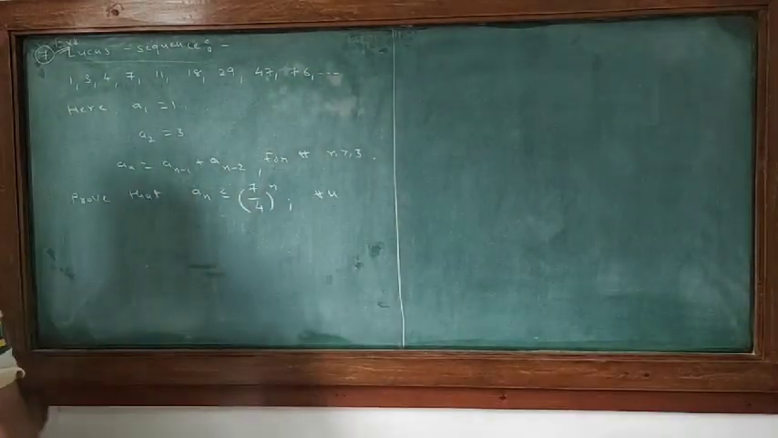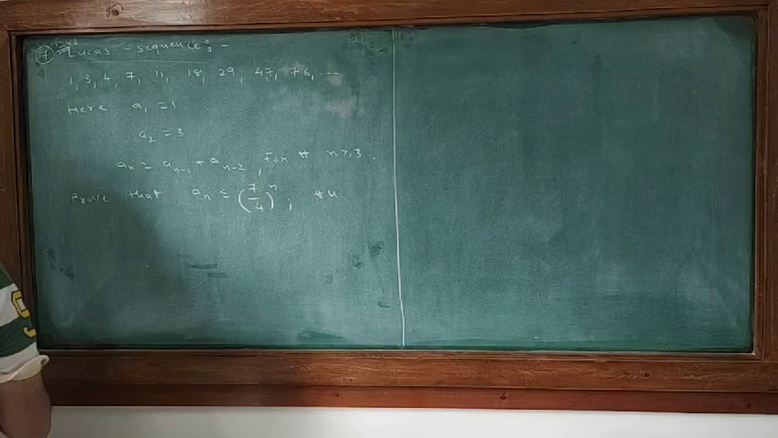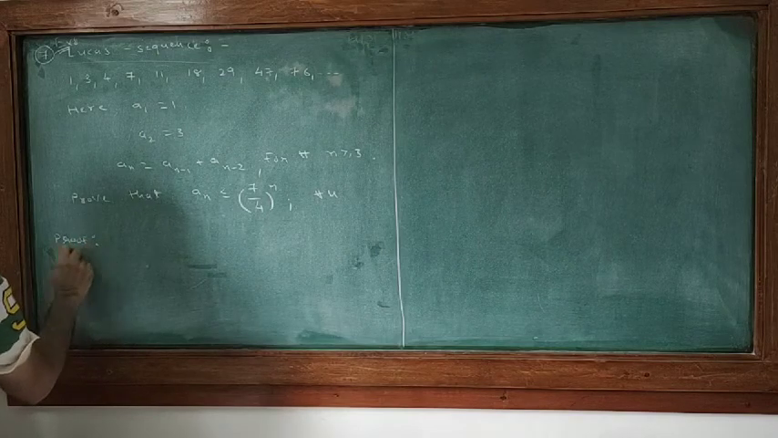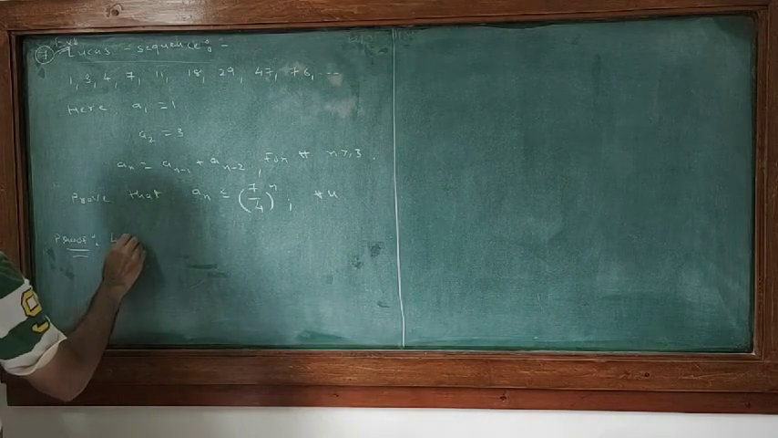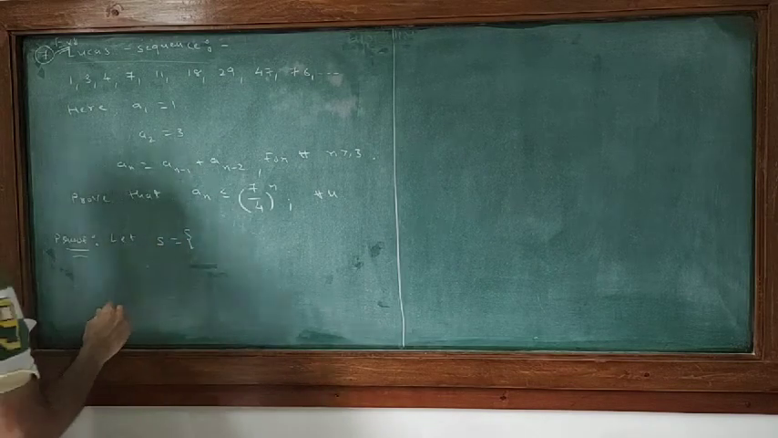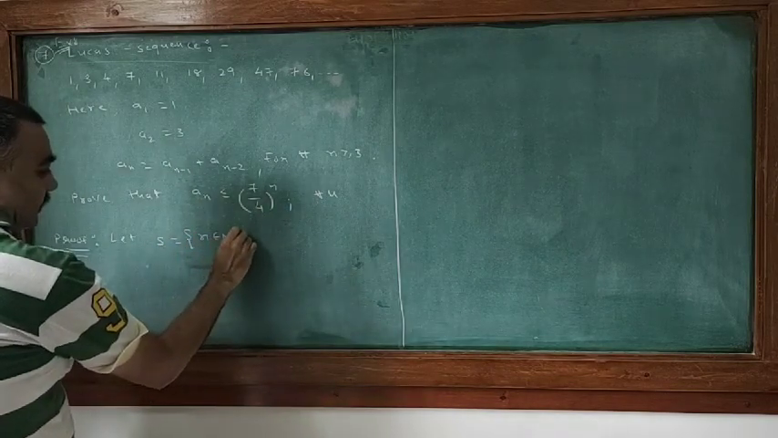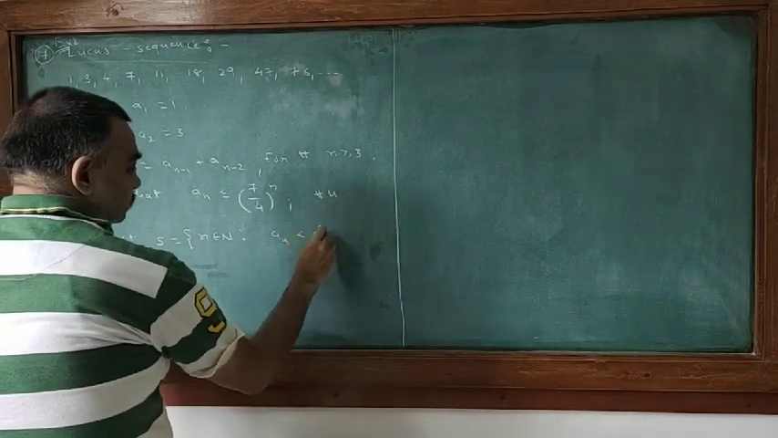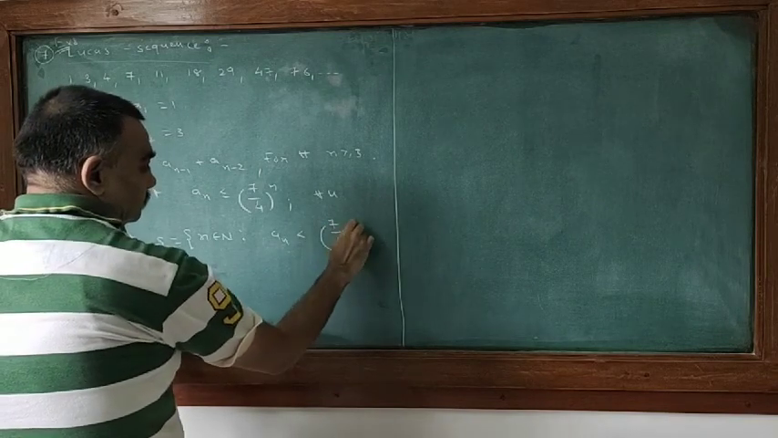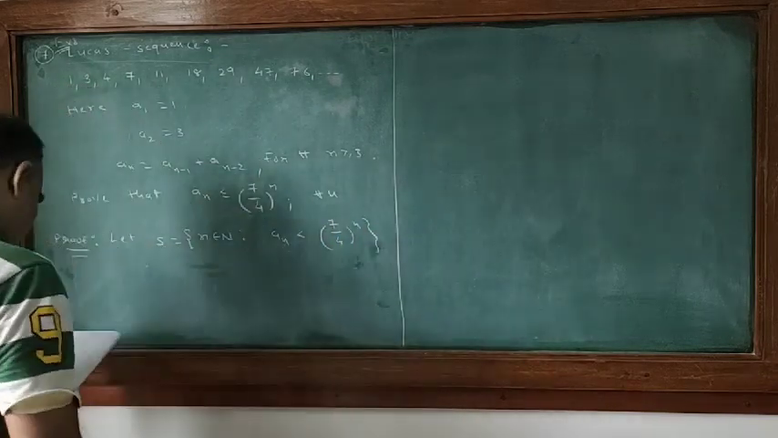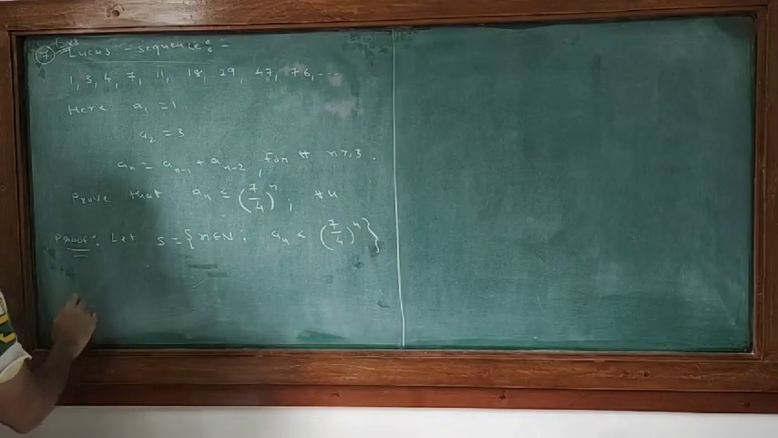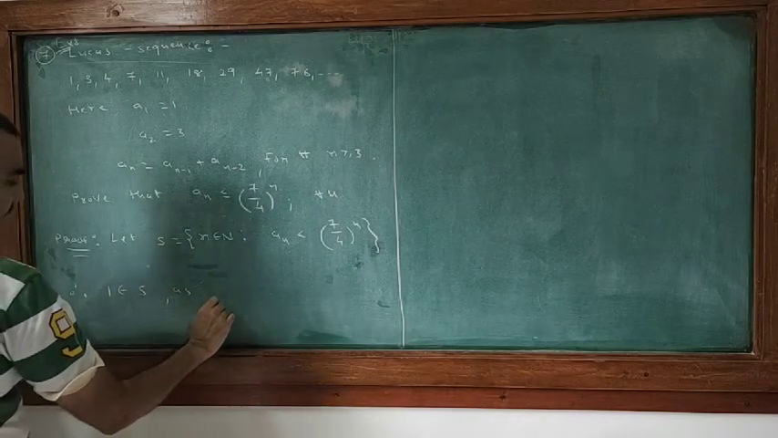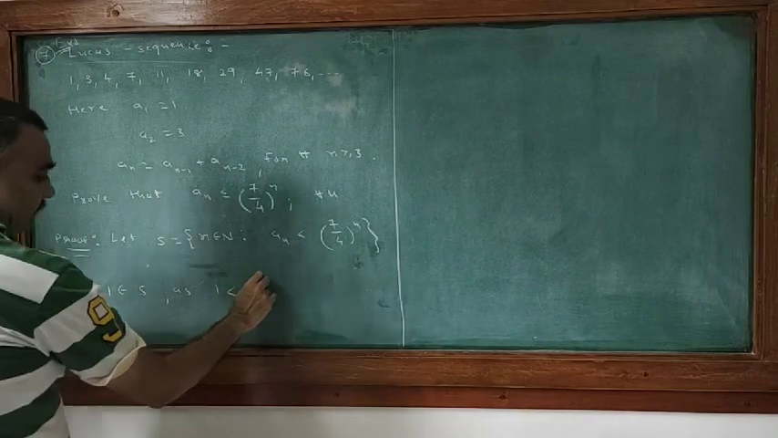So we start with the first term. Proof: let S equal to the set of n in N for which the inequality holds. Therefore 1 is in S, as 1 is less than 7 by 4.